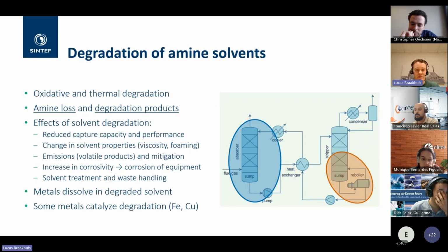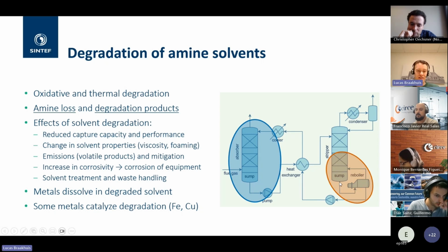So degradation of amine solvents, you can see the process on the right here again. There's two main types of degradation. There's oxidative degradation, which mainly occurs in the absorber, where the flue gas containing the CO2 often also contains oxygen, and this oxygen reacts with the solvent. And then there's thermal degradation, which occurs mainly in the parts of the plant with increased temperature. So in the bottom of the stripper and in the reboiler.